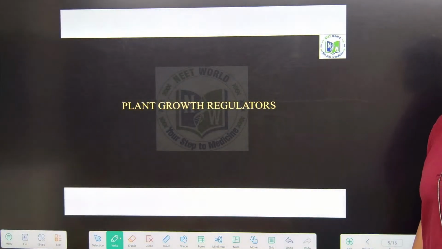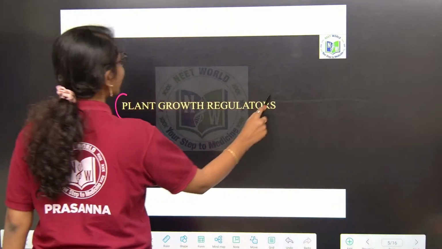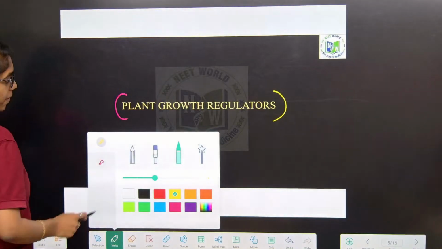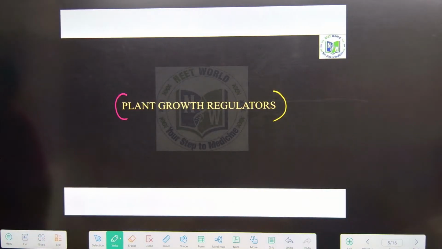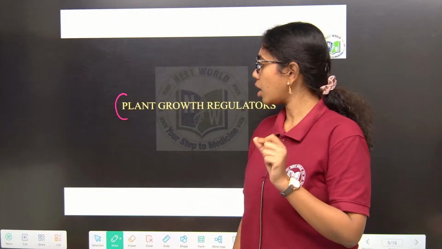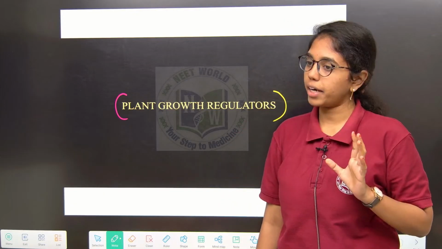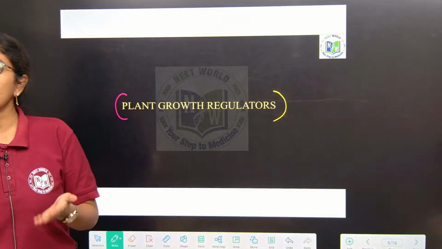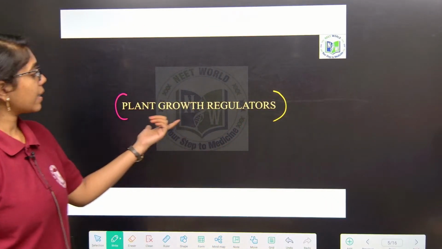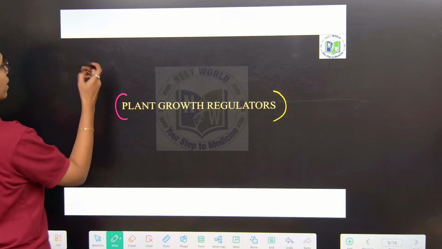plant growth regulators. How can you describe plant growth regulators? These are small soluble organic molecules which are produced in any part of the plant body. They show effects on the plant in its growth and development. It can be either promoting or inhibiting. Fine. So, what are plant growth regulators?